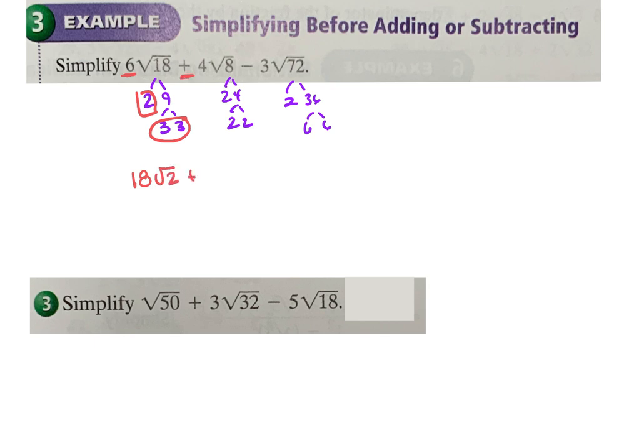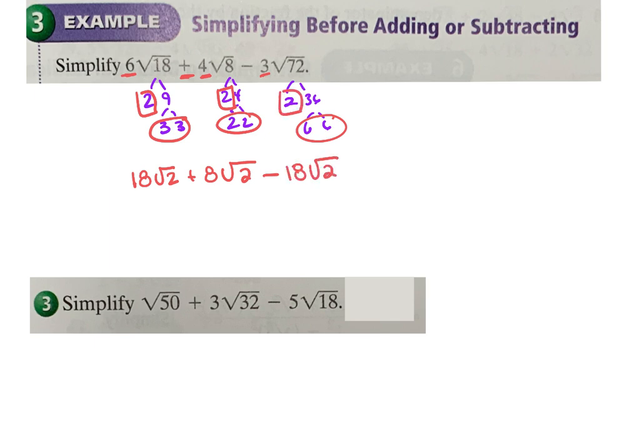It's a plus. I can pull out a 2 here. There's already a 4 out, so 2 times 4 is 8. On the inside, I have a 2. I can pull a 6 out here. 6 times 3, that also gives me 18. And on the inside, I have a 2.